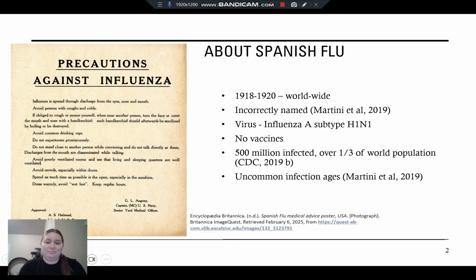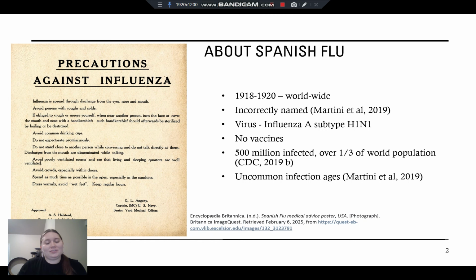However, that's not true. Now, the microbe that causes Spanish flu is a virus. It is known as influenza A and subtype H1N1. During this time, there were no vaccines, so the spread of the virus was really rampant. It spread to over 500 million people, which was over a third of the world's population at the time.